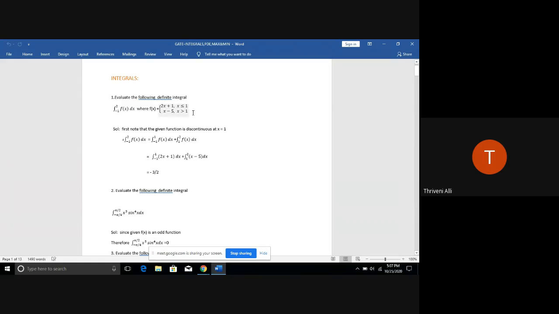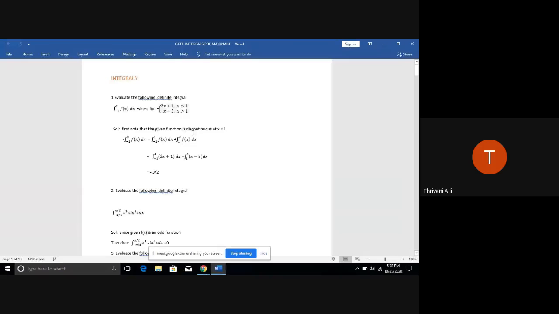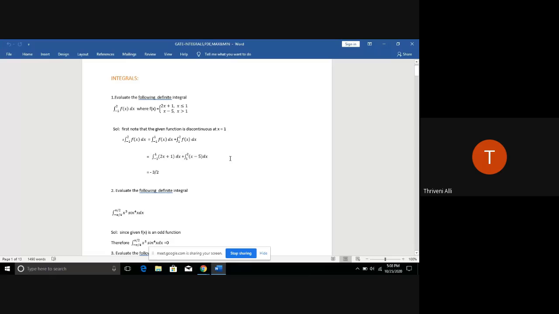So that is the integral from minus 1 to 1 of f dx. Next we take the integral from 1 to 2 of f of x dx, because x greater than 1 means we have to take 1 to 2 also. For minus 1 to 1, where x is less than or equal to 1, the function is 2x plus 1, so we substitute that in the first integral. For 1 to 2, the function is x minus 5, and we substitute that. Integrating term by term, with the first integral limits minus 1 to 1 and the second 1 to 2, we get the value minus 3 by 2.